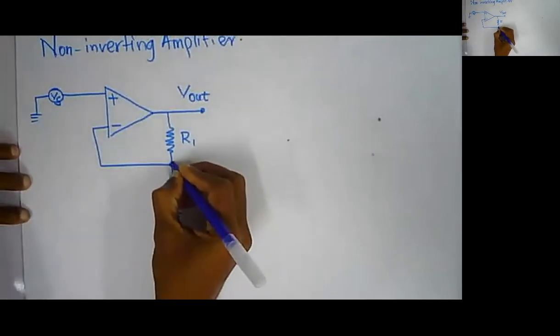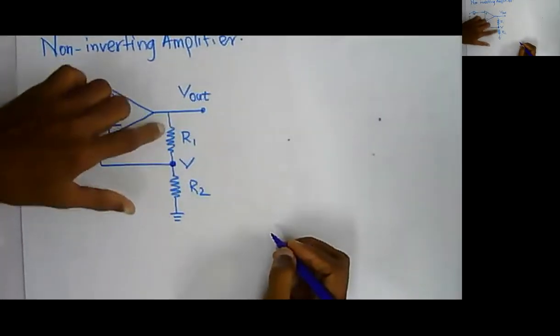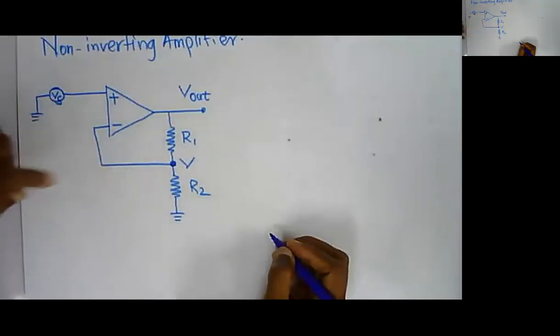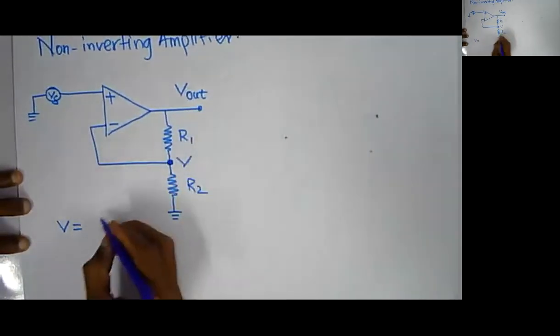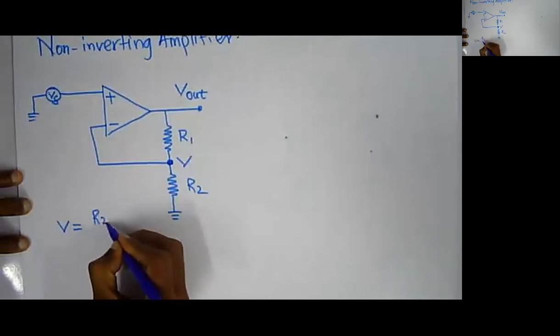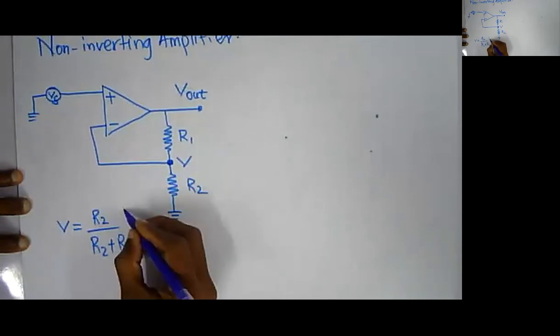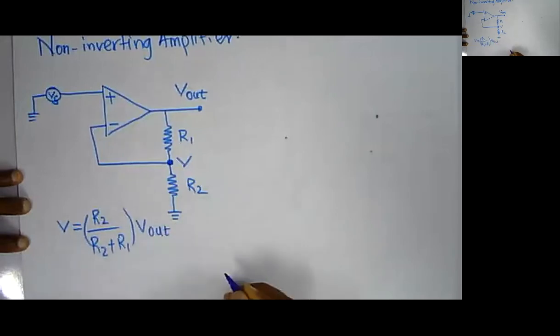Right, so now assume that the voltage at this point is V. What is this? This is just a potential divider where you have V out and here you have 0. So what will be my V? How can I write my V? Using the potential divider theorem, V will be R2 divided by R1 plus R2, into this one minus this one. I can write it as V out. Am I right? So V equals R2 over R1 plus R2 into V out.